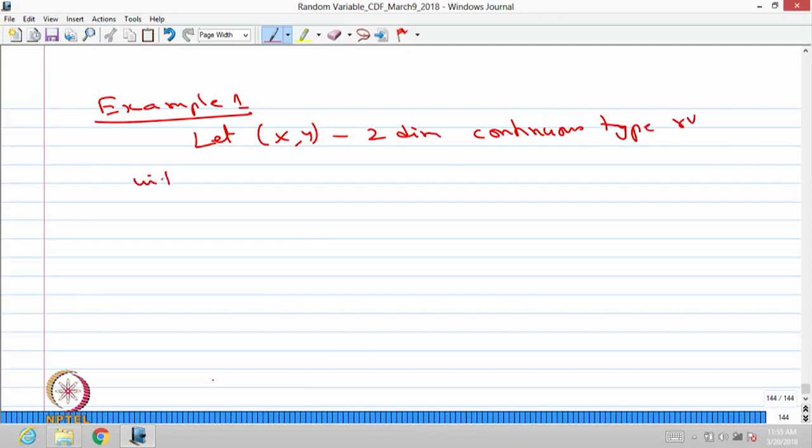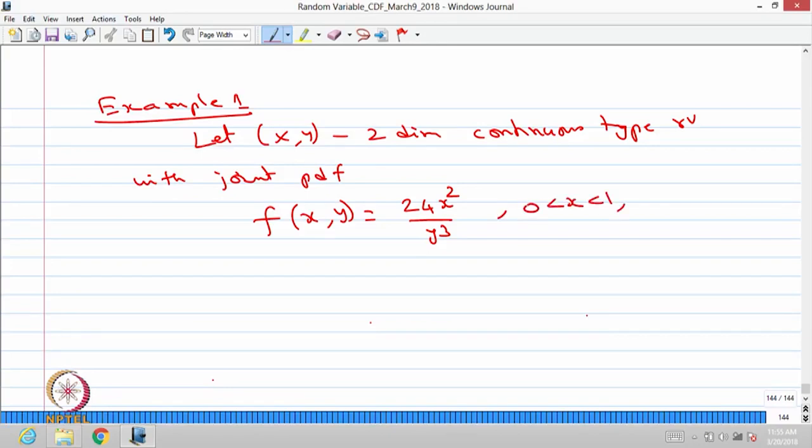with the joint probability density function of the form f of x comma y. After we find the value of k, we got 24 x square divided by y cube when x lies between 0 to 1 and y is greater than 2, otherwise it is 0. This problem we have just discussed, when two random variables are of the continuous type. For that we found k, that k value was 24, and we found the probability of X between some interval.